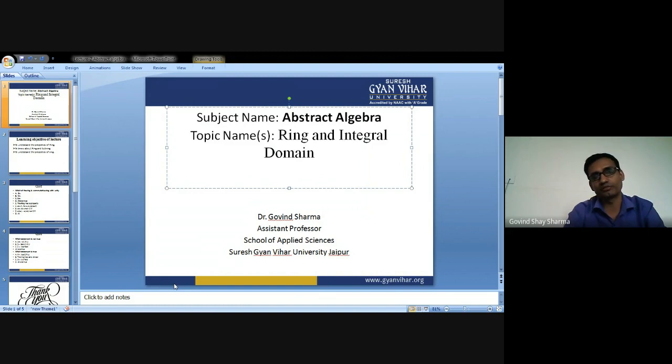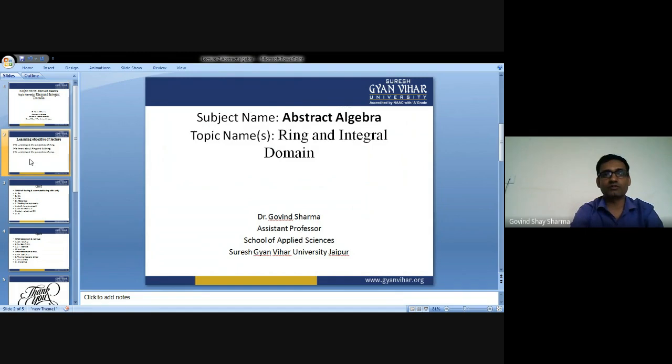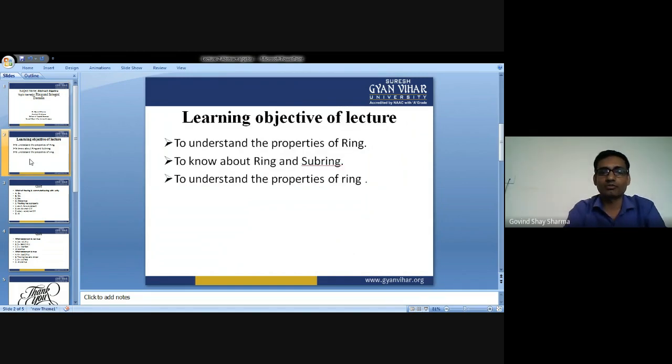Integral domain, a type of a ring we can say, and some properties differ from ring. The objective of this lecture is that the students understand rings more deeply. After this, we have a small quiz. Now we come to the lecture.